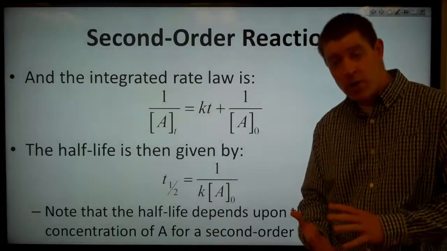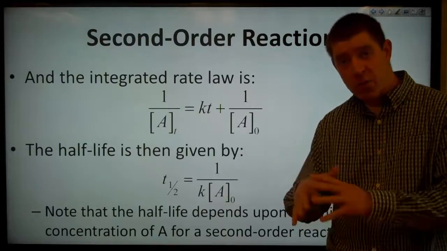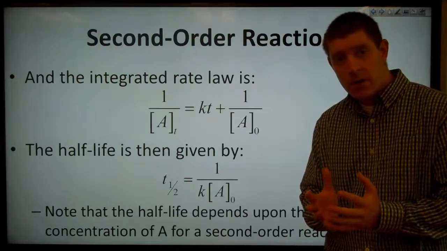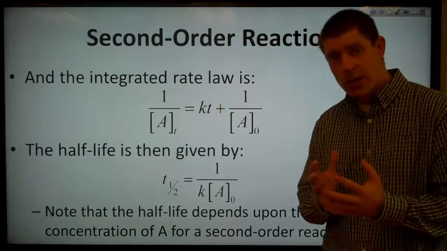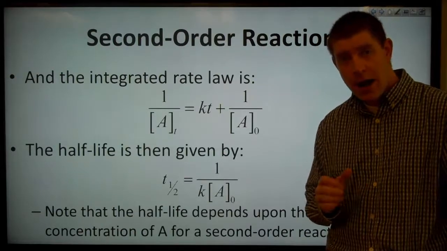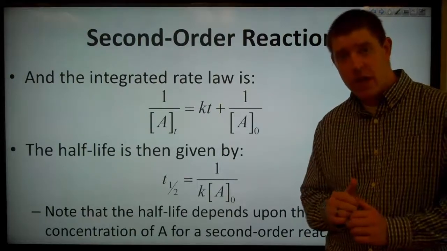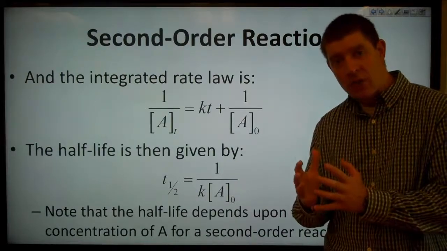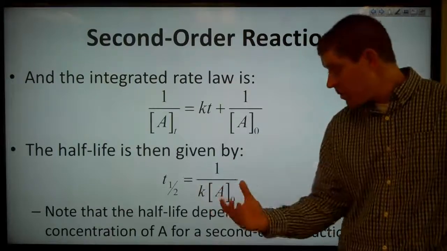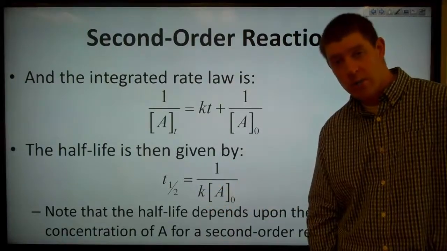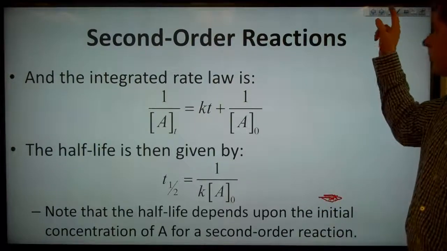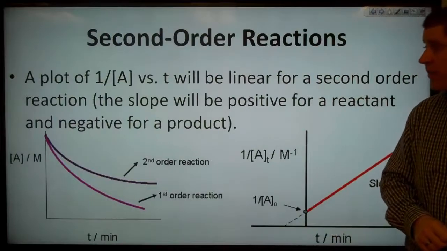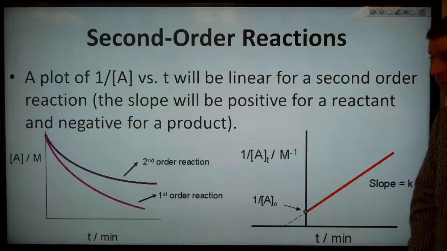So for a second order reaction, the more of our reactant we have around initially, the faster it's going to proceed, which means that we will reach our half-life faster, and the half-life becomes shorter. And as time progresses, as we react away our reactant, our half-life will get longer and longer and longer because our concentration gets smaller and smaller and smaller. So a plot of the inverse of A versus time will be linear for a second order reaction.